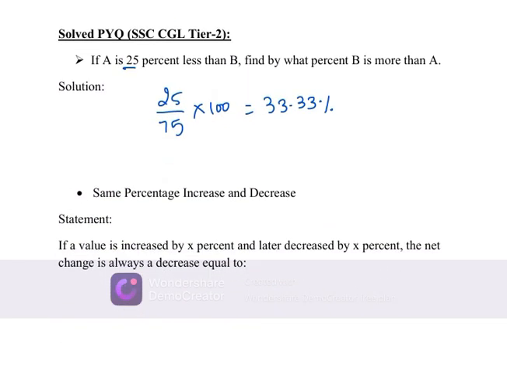Now let's come to the topic where the percent increase and decrease are the same. If a value is increased by x% and later decreased by the same percent, which is x, what is the net change in the value? The net change will always be a decrease. It will never be an increase. It will always be a decrease. And by what percent? It will be x square upon 100. Simply apply this formula and you will get the net change in the value.